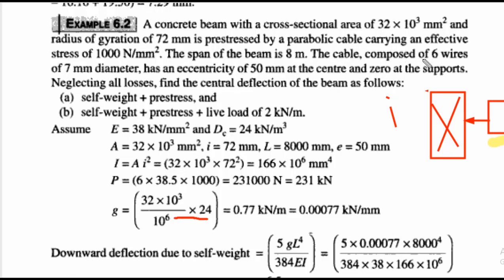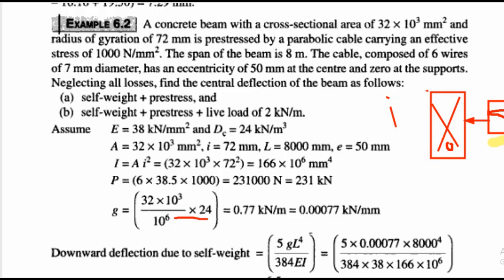The cable is composed of 6 wires of 7 mm diameter. Here the area of the steel wires is calculated for 6 wires with 7 mm diameter, with an eccentricity of 50 mm at the center and 0 at the support. That means suppose this is your central axis. From this central axis, at the support the cable profile is 0, and at the center position the cable profile is 50 mm. In this way, we will calculate the deflection of the central beam.